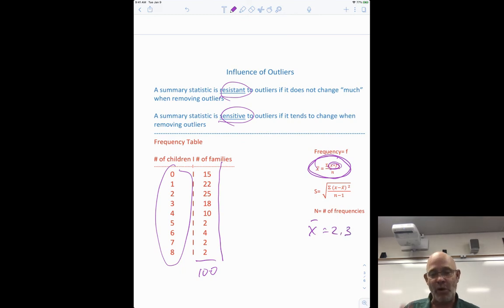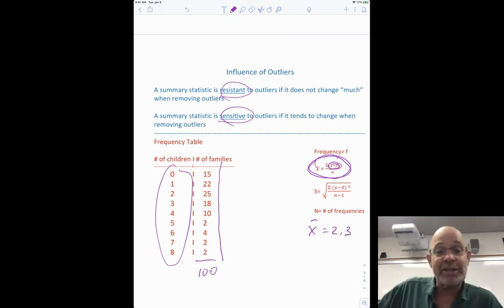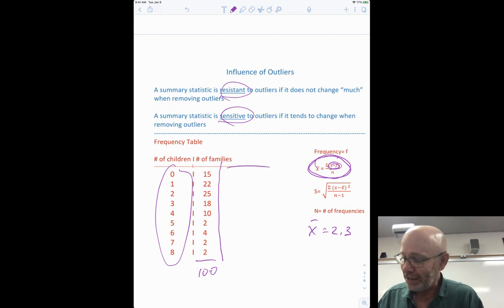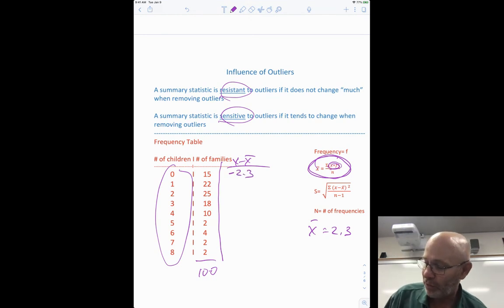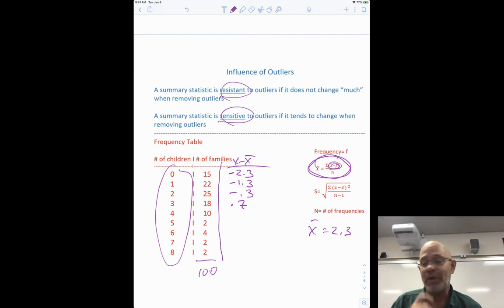I'm not going to go through all this work with you right now because I know you want to watch this. But what you would do next, remember, is x minus x bar, right? So you would do 0 minus 2.3, and you get negative 2.3. Then 1 minus 2.3, you get negative 1.3. 2 minus 2.3, you get negative 0.3. 3 minus 2.3 is 0.7, and so on. So we do that first.